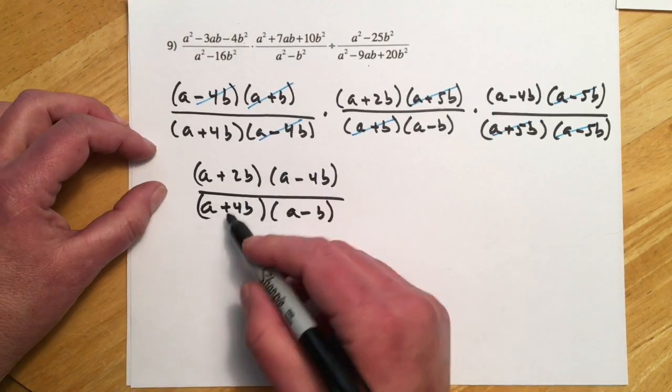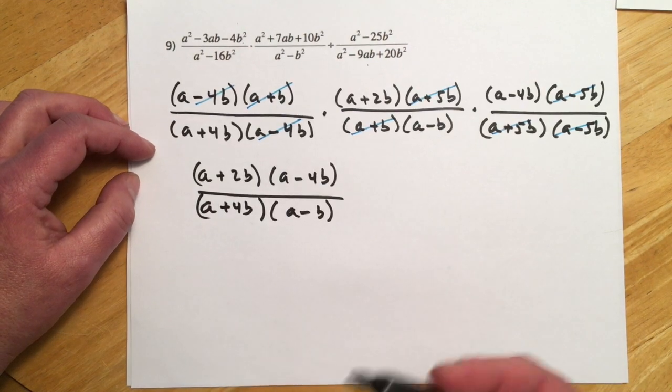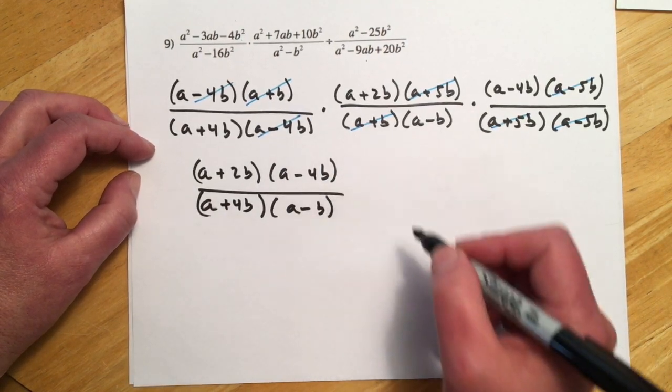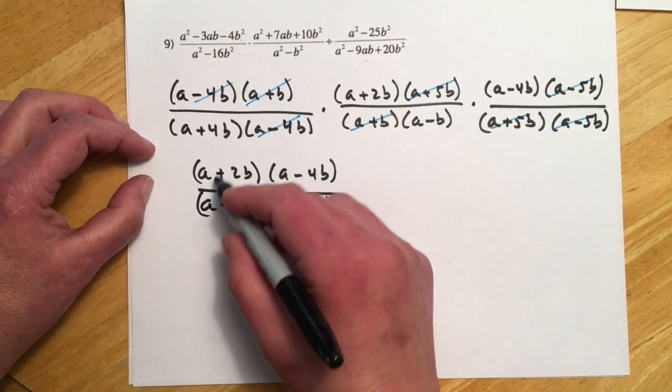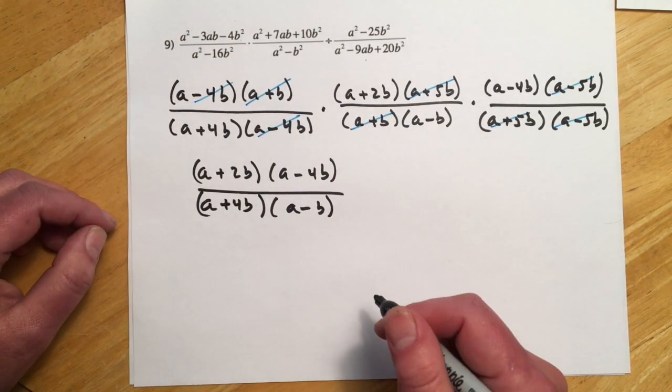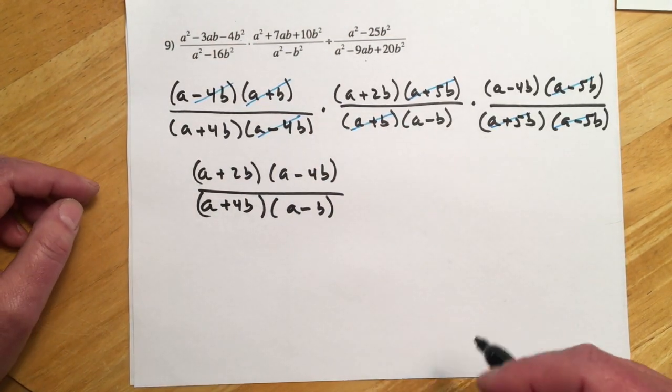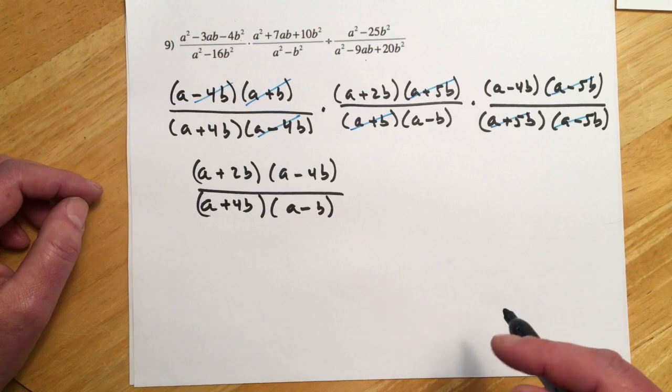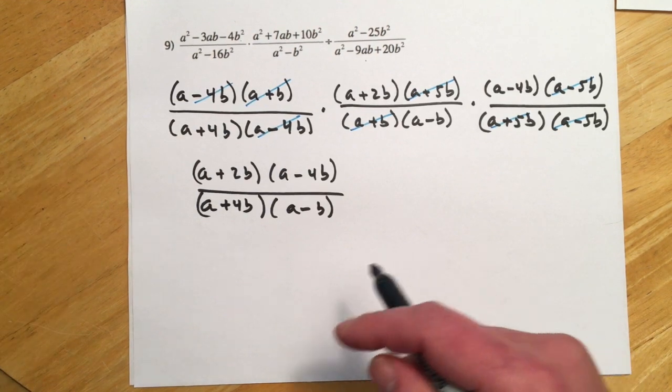You can't factor any of these and they're not the same, so you just have to resist the urge to try to cancel some b's or something. The other thing is no reason to multiply it out. It's perfectly fine to leave that in factored form and actually preferred. Cool, so that concludes 7.2, multiplying and dividing with rationals.